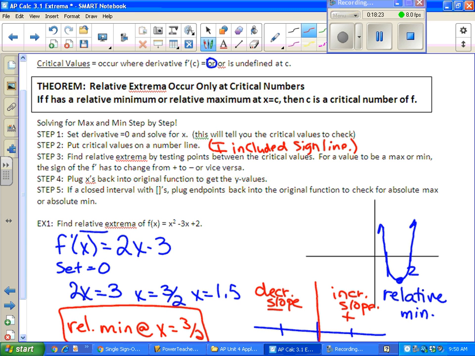All you need to do is find out is it increasing or decreasing to the left and to the right of your number. So you can go back to the original derivative, or you can do the factored form of your derivative. Find the relative extrema by testing points between the critical values. That's what we did. Increasing or decreasing to find its max or min. Plug x's back into the original function to get the y values. Did we do that? So we did the last one. If it's a closed interval, which we haven't done one yet.